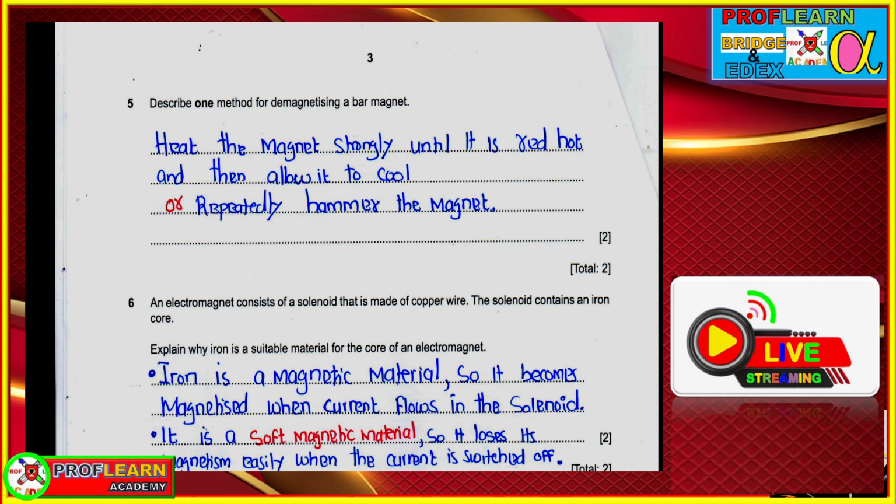Now let's move to question 5. You are supposed to describe a method of demagnetization. How can you demagnetize a magnet? How can you make a magnet lose its magnetism? That is what we mean by demagnetization. So we're going to say you heat that magnet to high temperatures, maybe until it becomes red hot, then you allow it to cool down. That means the dipoles will arrange themselves. Or you can repeatedly hit that particular magnet with a hammer, and in that way it's going to lose its magnetism.